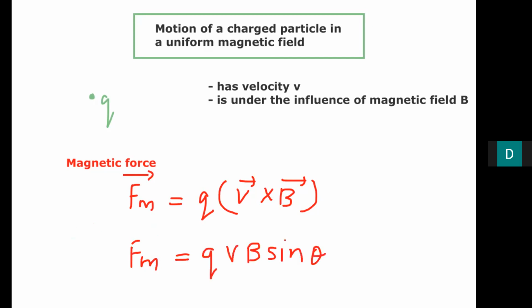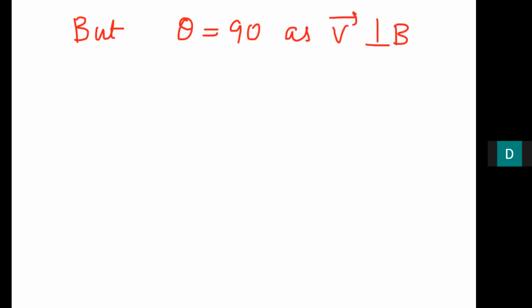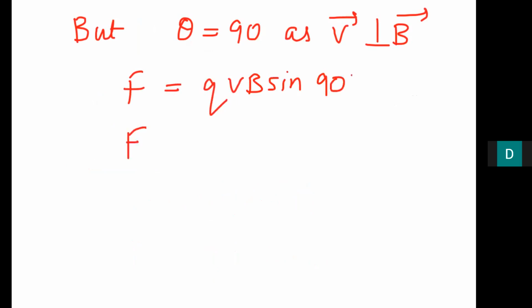So friends, please understand that if it is a cross product, like V cross B, we can simplify it as VB sine theta. But theta is equal to 90 as V is perpendicular to B. So that is F is equal to QVB sine 90. So that's why F is equal to QVB. Let's call this equation 1.